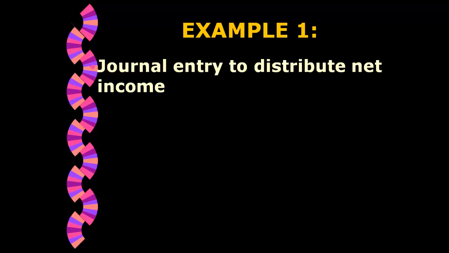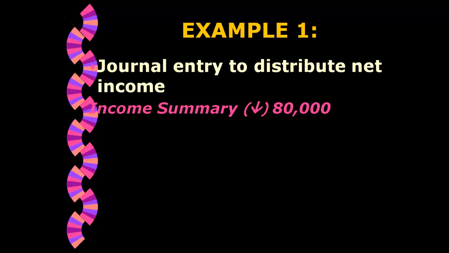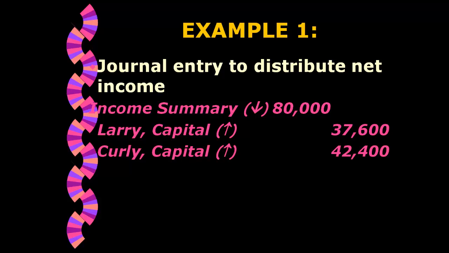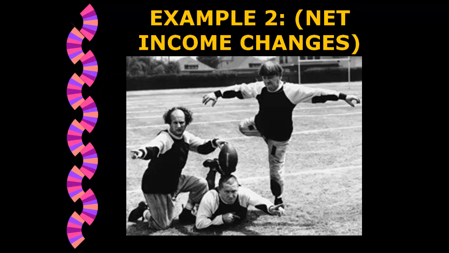Let's now return to our example we were working on just a minute ago. In our table, we decided how much of our net income should be allocated to Larry and how much should be allocated to Curly. When we go to make the journal entry now, we're going to debit income summary for the $80,000 amount of my net income, and this time we will credit each partner's capital for their share of the net income. We decided Larry was getting $37,600. We're going to credit his account for that amount. We decided Curly would get $42,400. We'll credit his capital account for that amount. Crediting their capital makes it go up. That's because we had a net income, which makes the net worth of my business also go up.